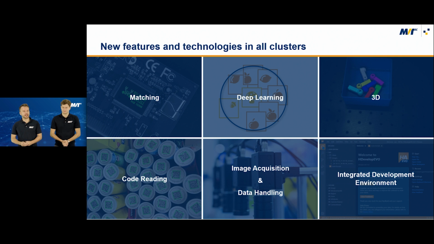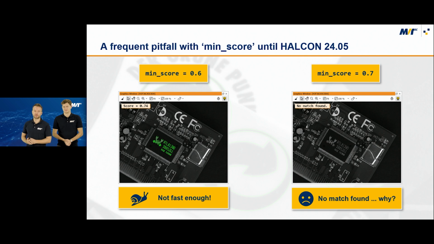For matching this time, we are addressing a problem that you might be familiar with. It's a really common problem for matching applications. Here on the left side, you might have developed an application. You set the min score to 0.6, and then you find a match for a specific image. The candidate score is 0.74. And then you think, okay, nice, I have 0.74. If I set the score higher now, I could speed up my application, because more candidates are thrown away earlier and my whole application becomes faster.